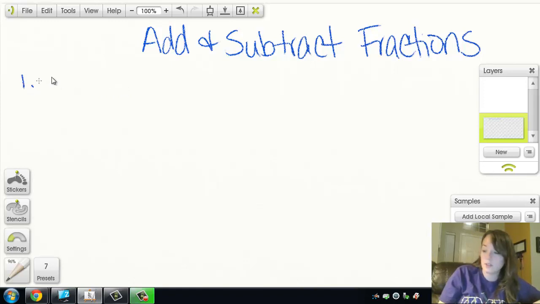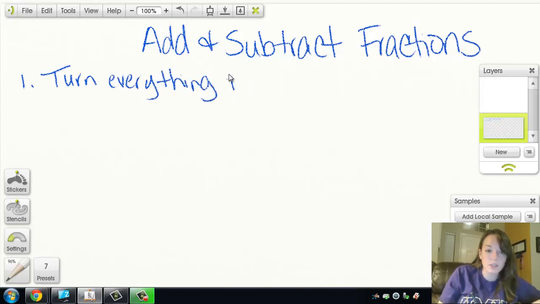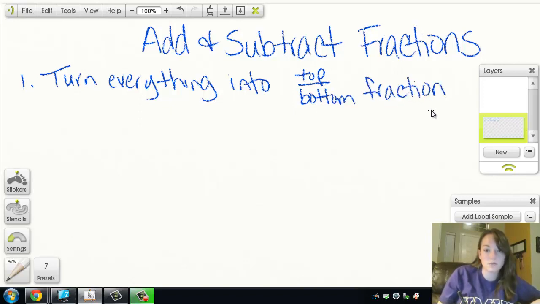Number 1, turn all fractions into a top and bottom. We're going to say turn everything into a top, bottom fraction. Step 2, find a common denominator.